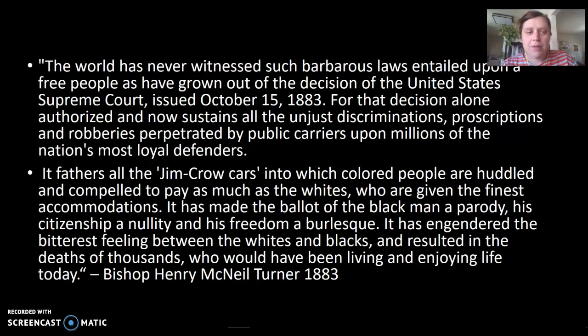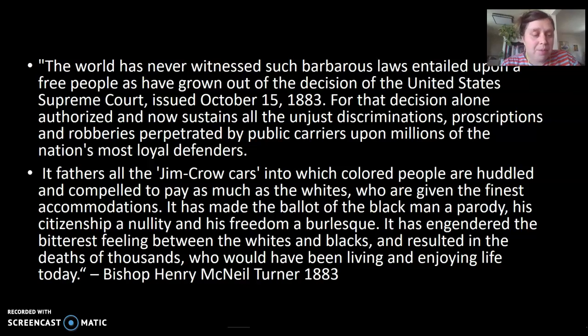The world has never witnessed such barbarous laws entailed upon a free people as have grown out of the decision of the United States Supreme Court issued October 15, 1883. For that decision alone authorized and now sustains all the unjust discriminations, proscriptions, and robberies perpetrated by public carriers upon millions of the nation's most loyal defenders. It fathers in all the Jim Crow cars into which people are huddled and compelled to pay as much as the whites, who are given the finest accommodations.